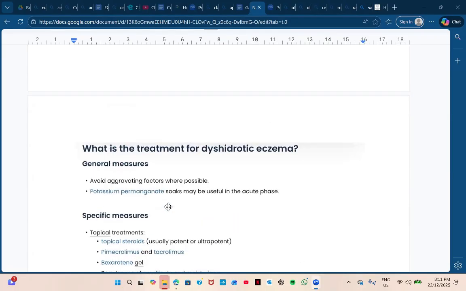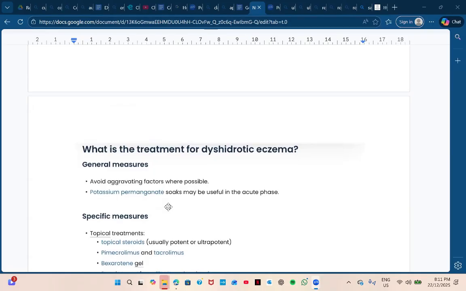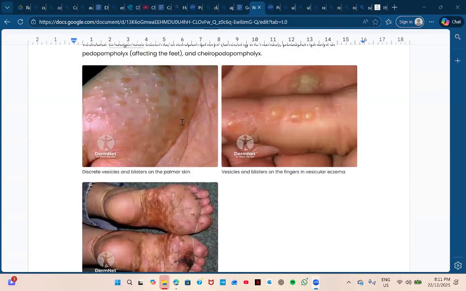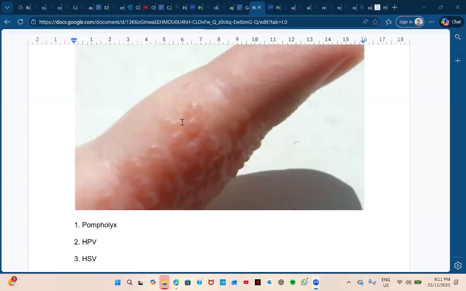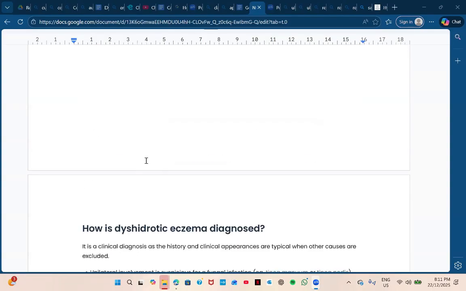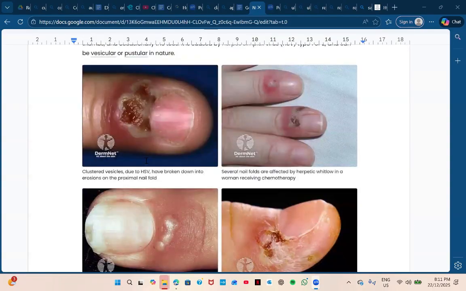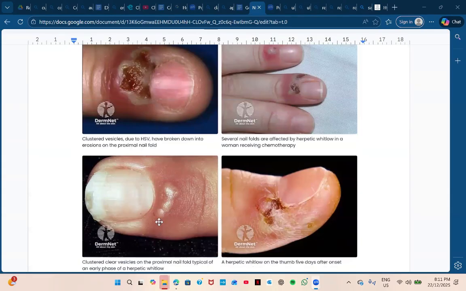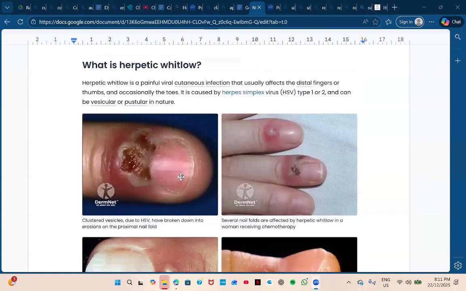Usually in the exam they ask us to differentiate and identify the diagnosis. So for that you should know the clinical presentation and the different differentiating features. Here, according to this photo, we can go with pompholyx. But how do HPV and HSV present? How do these two present? In here, herpetic whitlow also has the same kind of vesicles, right? But the clinical symptoms and other things can be different.